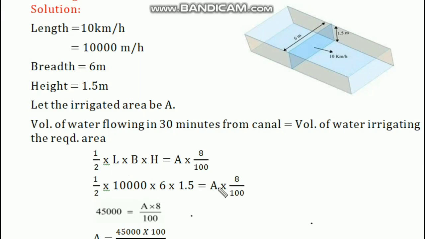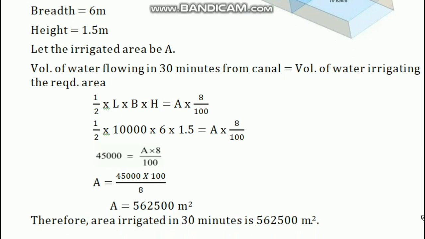Then keep A alone on the left hand side, and transpose the remaining values to the right hand side. So A equals 45,000 into 100 divided by 8. So the area is 5,62,500 meter square. Therefore, the area irrigated in 30 minutes is 5,62,500 meter square.